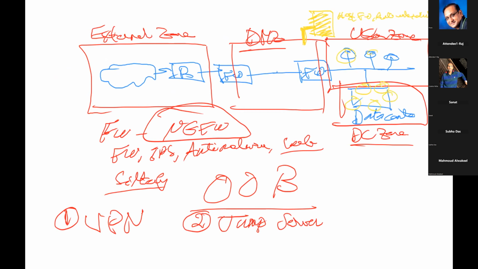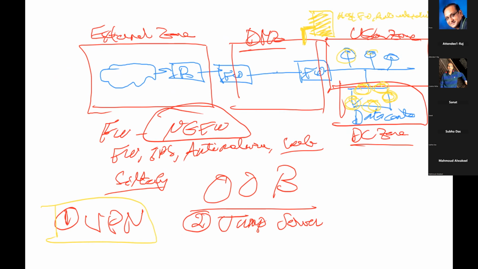Or from the internet, sorry, I say from the internet. Then what we have to do to allow a user or administrator to access this server from outside? Number one, to enable VPN. When we enable VPN, this means that he is a part of the internal network. Then he will be able to access these servers for administration.